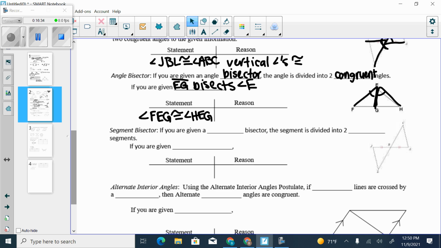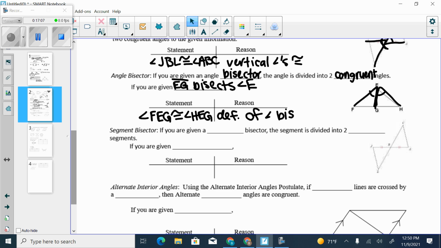And the only reason that we know that to be true is because of the definition of what an angle bisector is, right? That just means cuts in half. So our reason behind it would be definition of angle bisector. And feel free to use any of these abbreviations in your proof as well if you would like. Okay? Alright, so next one, segment bisector.